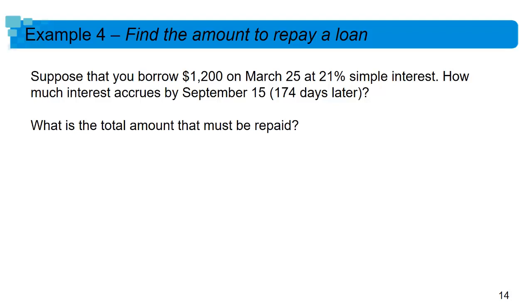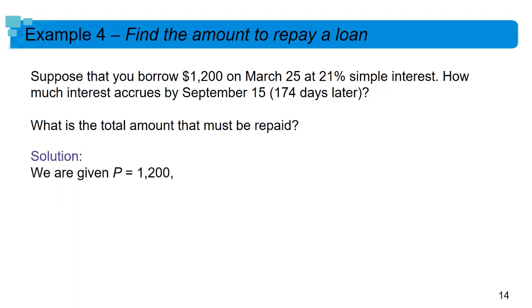So here we go. Suppose you borrow $1,200 on March 25th at 21% simple interest. How much interest accrues by September 15th? So you have to count up how many days there are from March 25th to September 15th, and you get 174 days. And then you have to figure out, okay, I'm paying 21% simple interest, but that 21% is for the year. I'm not borrowing it for a year. I'm only borrowing it for a portion of the year, i.e., 174 out of those total days.